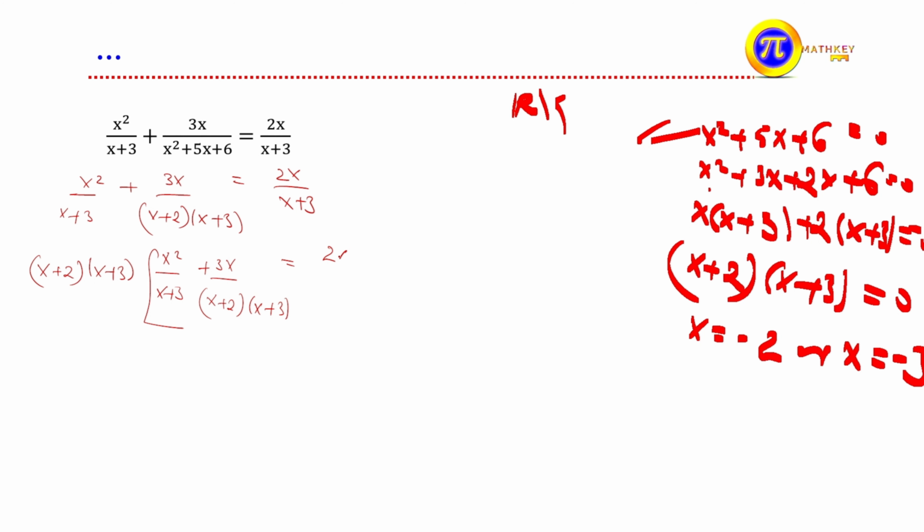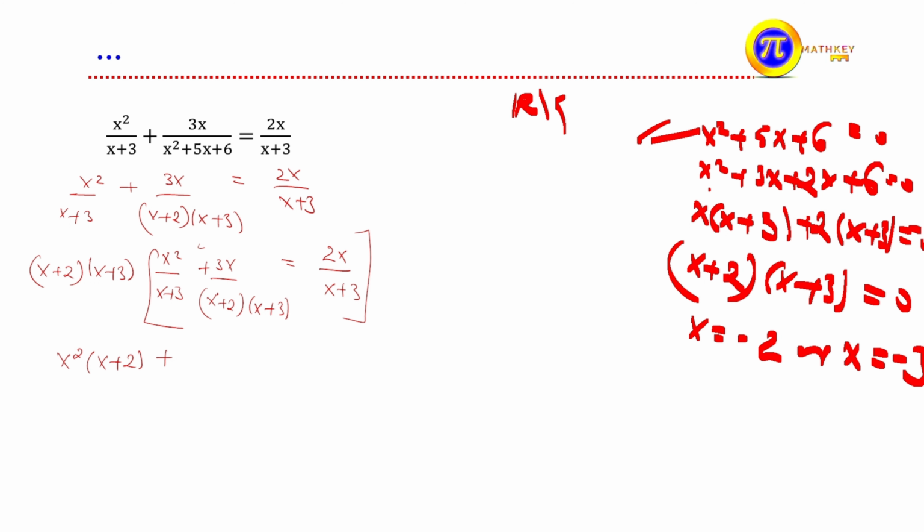2x over x plus 3. We multiply this one by the LCM. When we multiply this one, now in the first case x plus 3 is cancelled by x plus 3. What remains? The remaining one is what? x squared into x plus 2. Plus, in the second case, here is what?